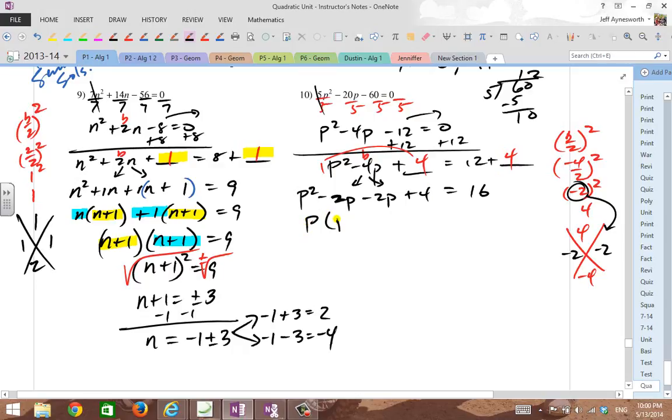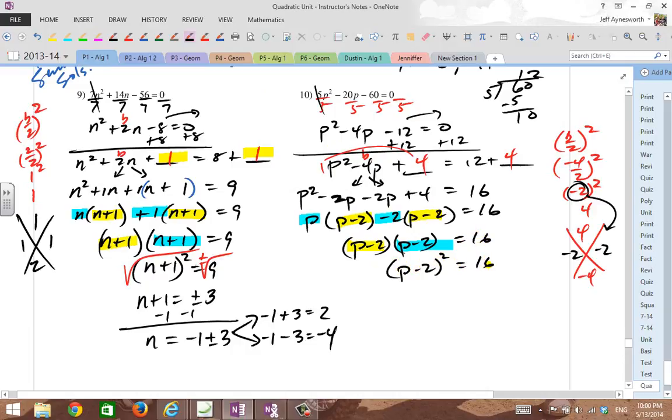Factor out a p, factor out a negative 2. Be careful right here. When you factor out a negative, negative 2 times p is negative 2, and negative 2 times negative 2 is positive 4. So be careful right there. Factor out your common factor of p minus 2. That's in common, so factor it out. Multiply it by the remaining terms, which is p minus 2. Set that equal to 16. Rewrite it using exponents. Now square root both sides.